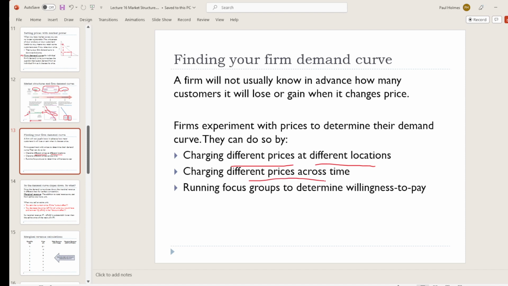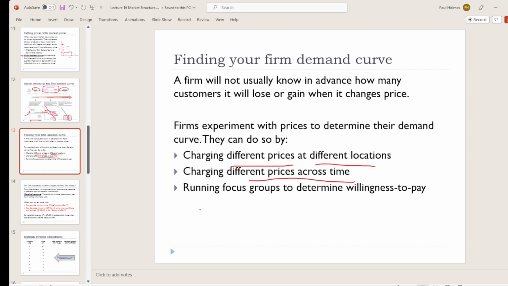Similarly, we could change our price over time and look at how much we sell at different points in time related to those various prices, and in that way try and figure out what the relationship is between price and quantity demanded for us, our firm-specific demand curve.